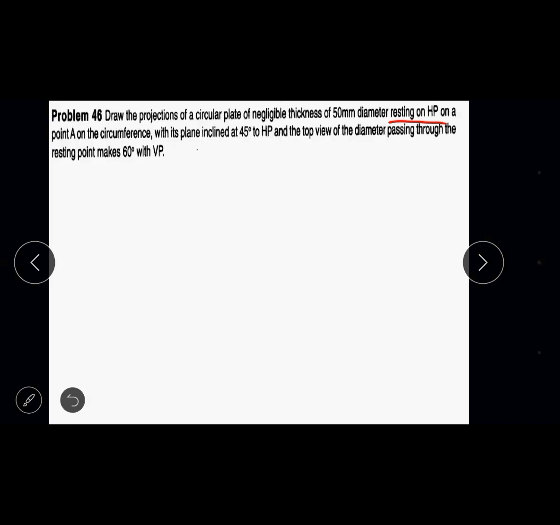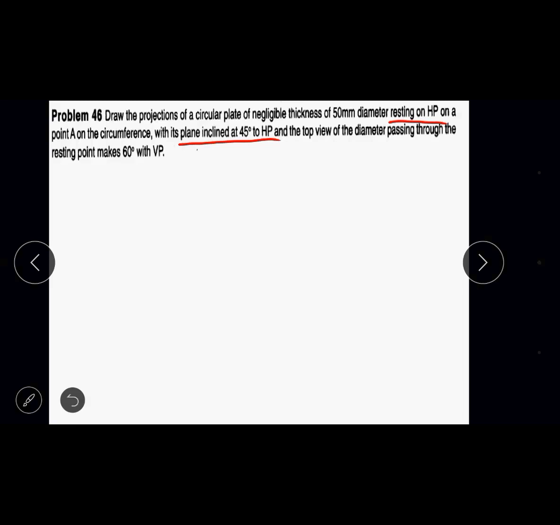Another part of the statement is that the plane is inclined at 45 degrees to HP. This is another key point. With these two key points, both suggest that it's an HP resting lamina. Even if any one of the key points is available, it's sufficient to decide that it is HP resting; both are not required. Based on either one you can decide that it's an HP resting lamina. So it is a circular lamina in HP resting position.